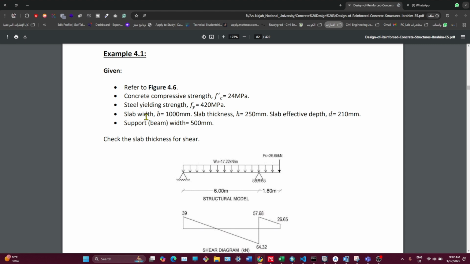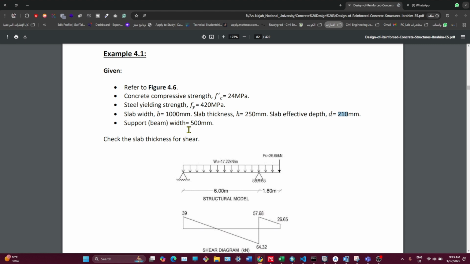As we make a section in the slab, let's assume we have to take a strip. This strip has a width of 1 meter and a thickness of 25 centimeters, or let's say 250 millimeters. The slab effective depth d is equal to the overall thickness minus the cover. Since the cover in the slab, according to the ACI code, is 40 millimeters, d would be 210 millimeters. And we have support beams, because this strip of the slab in the plan will be supported by beams, right?